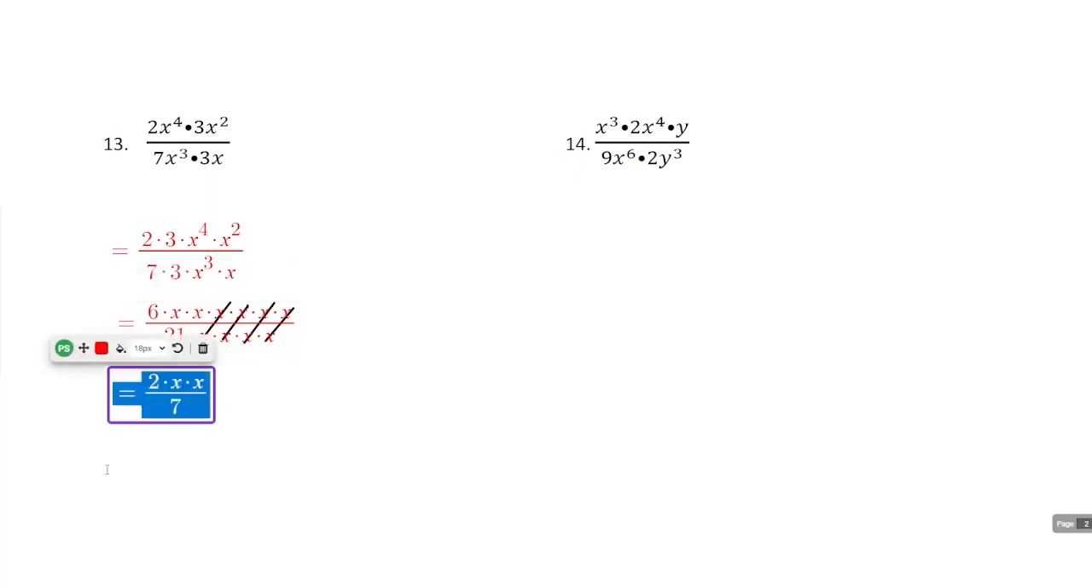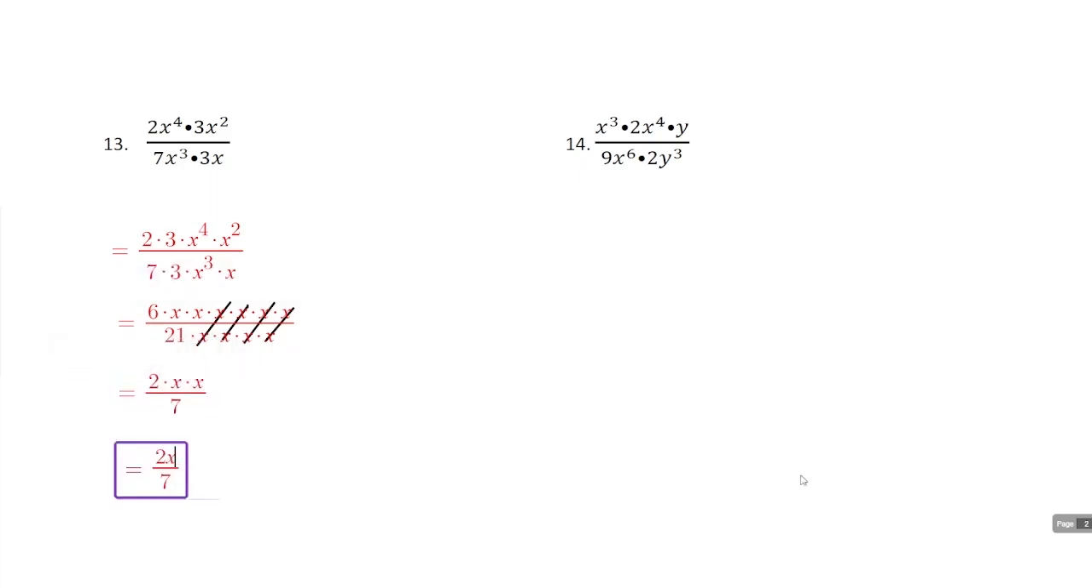The last thing to do is going to be to regroup, and the only thing we can really put together here are these 2 x's. It's going to be x squared. So our answer here is 2x squared over 7.